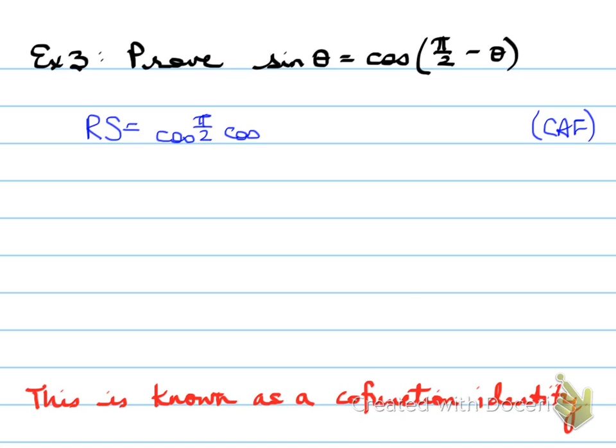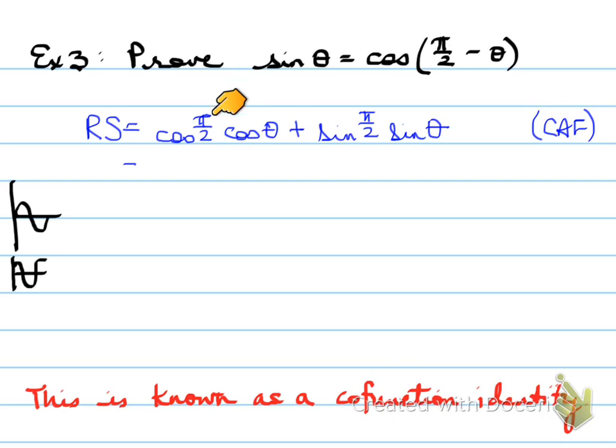Let's look at the right side and manipulate the right side. We can expand it using the CAF rule, which is cosine pi over 2 times cosine theta plus sine pi over 2 times sine theta. So what do we need, folks? We need the sine graph and the cos graph to figure out the pi over 2. Pi over 2 for cosine is going to be this value right here. Cosine of pi over 2, cosine of 90, is equal to 0. 0 times anything is still 0, folks, so we only have to write that.